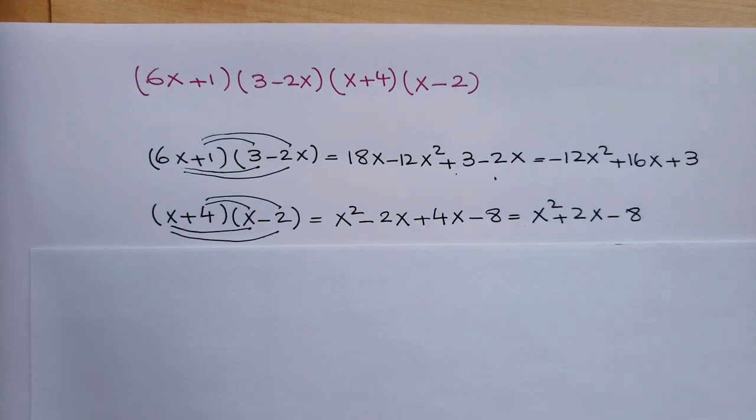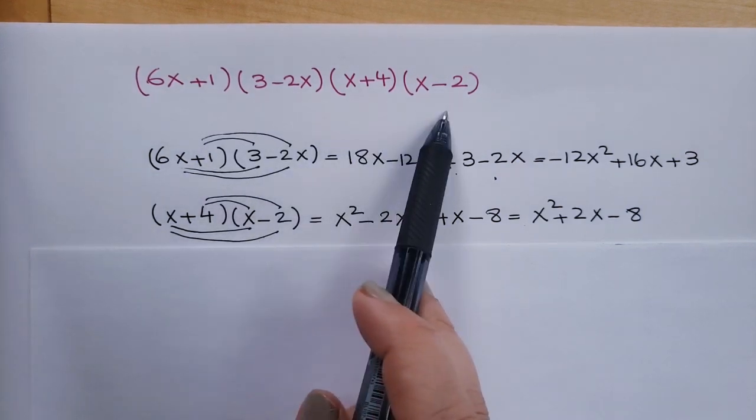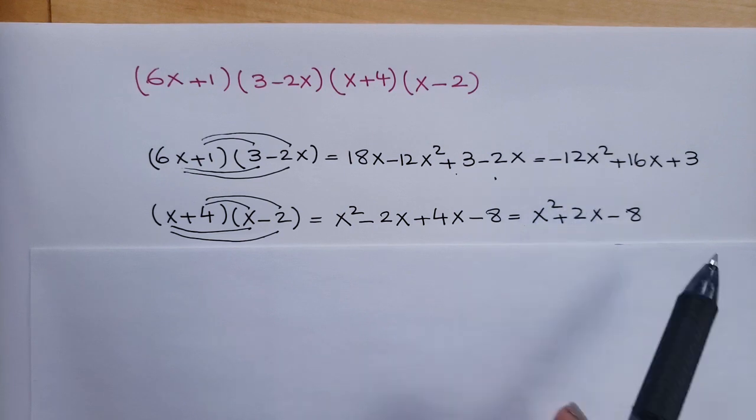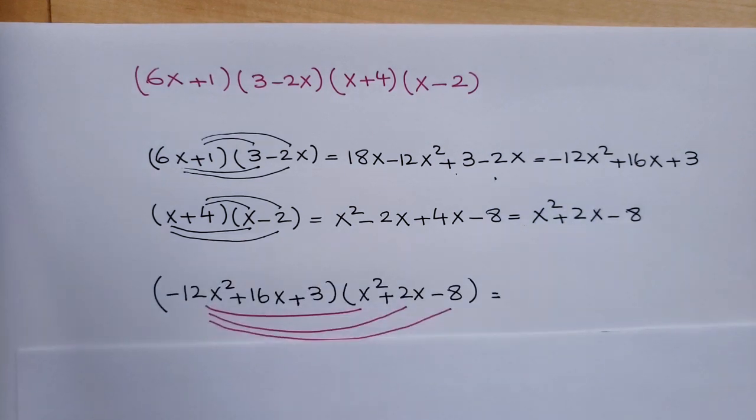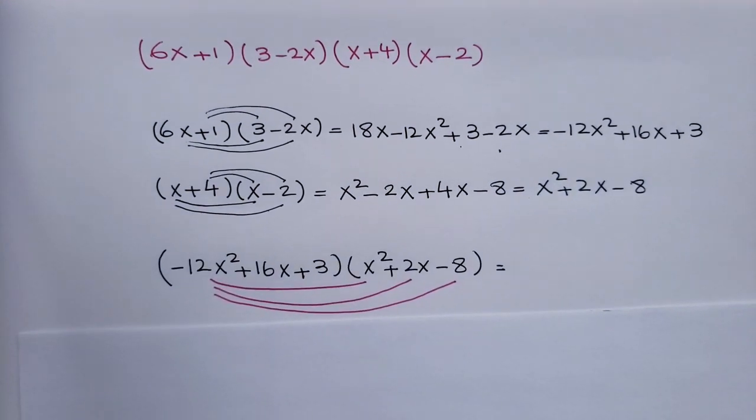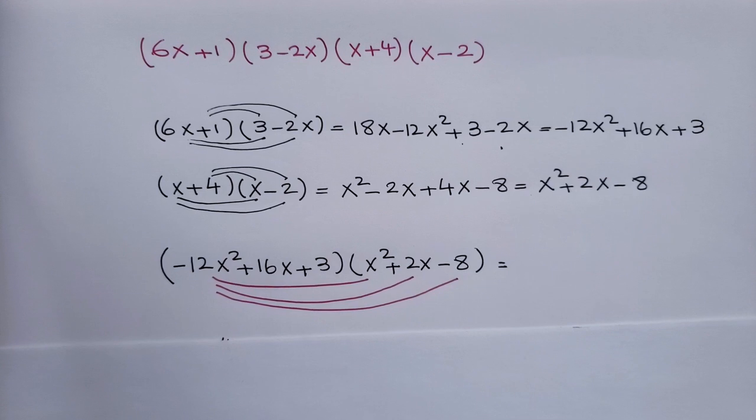So far, I reduced the 4 binomial brackets into 2 brackets. And each bracket here would be a trinomial. So I have 2 brackets, which each of them is a trinomial. And let's see how I will solve this. So here, the FOIL rule is not applicable.